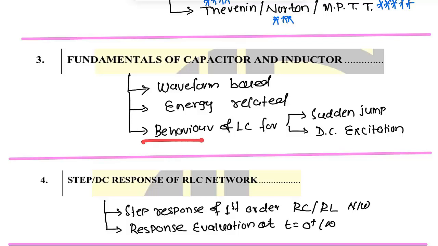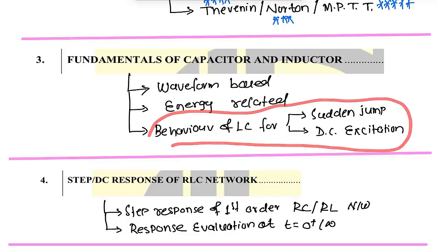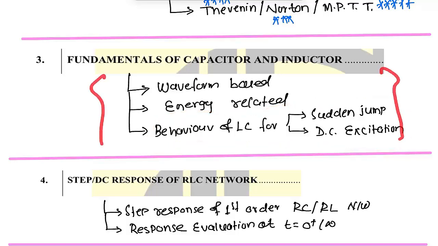And the behavior of inductor and capacitor for DC excitation and for sudden jumps. You might have heard, inductor doesn't allow sudden change in current, capacitor doesn't allow sudden change in voltage. For DC supply, inductor behaves like a short circuit, capacitor behaves like an open circuit. Those discussions you learn in this particular topic. Sometimes directly theoretical questions are also asked in previous year GATE papers. So these are the main three things that you should focus on.